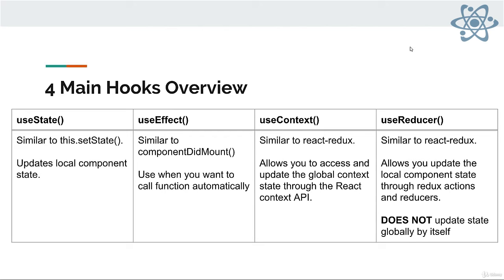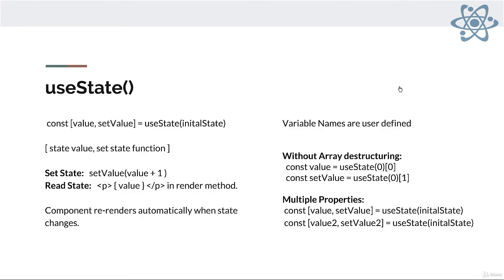After that, we have useContext, and this is similar to React Redux, and it allows us to have a global state through the React Context API, which is a little bit different than hooks. Next, we have the useReducer hook, and this is also similar to React Redux, and it allows us to update the local component state through Redux actions and reducers. Just to note, it does not by itself globally update the state. So just because you use useReducer does not mean you're updating the state globally. It's still only the local component state, unless you use it with context, which we'll see how to do.